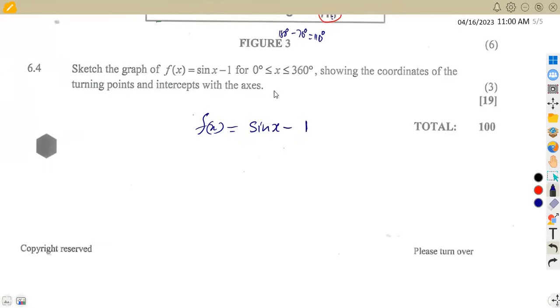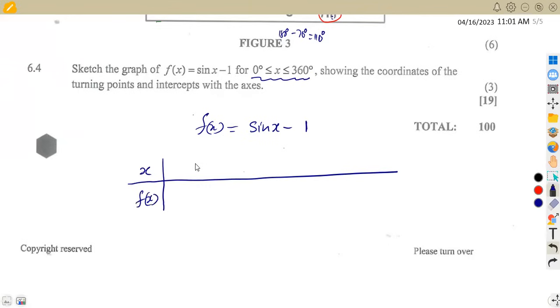All right, so you're given an interval from 0 to 360. Remember that I told you guys the best way to separate your values of x in this case for sine and cos is by 90 degrees. So this is the value of y or your f of x in this case. So you can separate your angles: 0 degrees, 90 degrees, 180 degrees.